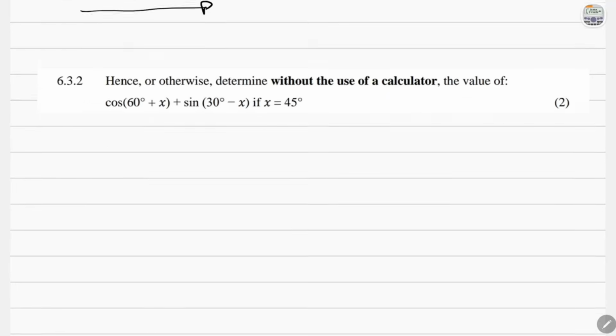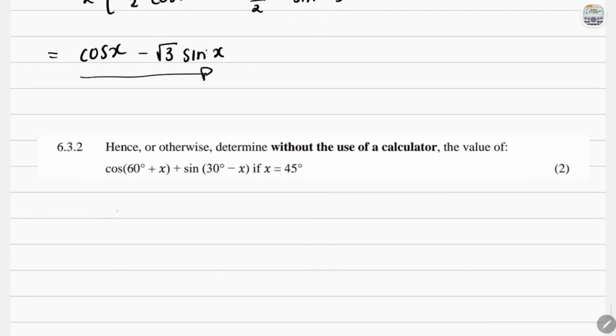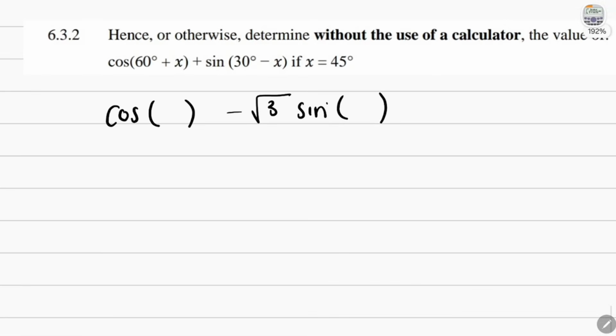So you saw that this in the previous question simplified to cos x minus square root 3 sine x. But we know now that x is 45 degrees. So in place of x, we substitute 45 degrees. Now, 45 plus 45 is 90, so sine 45 degrees and cos 45 degrees would become the same thing since we have complementary angles there.